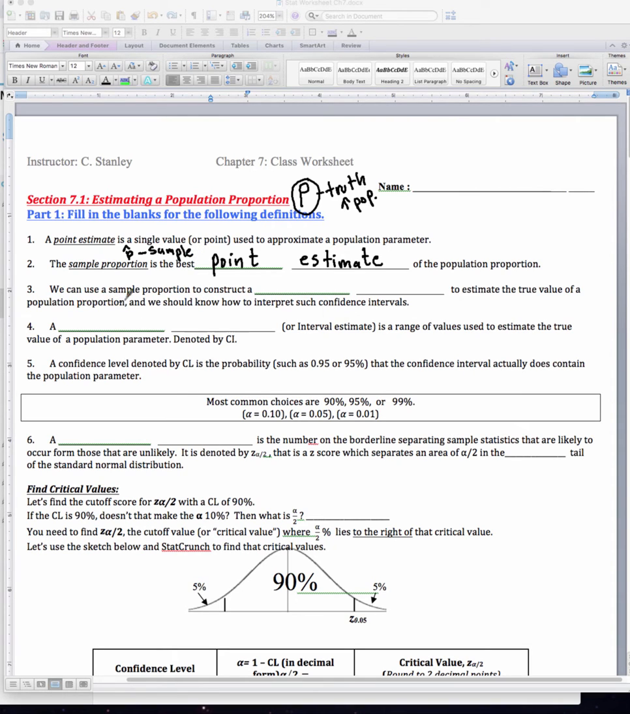Okay, we can use a sample proportion to construct a confidence interval to estimate the true value of the population's proportion. The true value is p. And we should know how to interpret such confidence intervals, so we'll get to how to do that before. Okay? This is the same thing, a confidence interval.